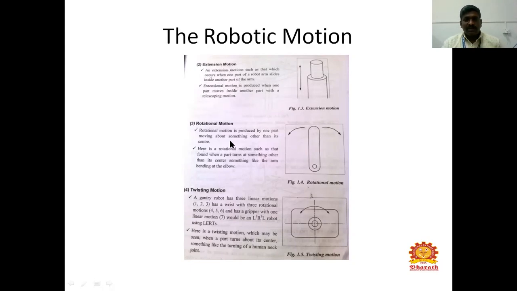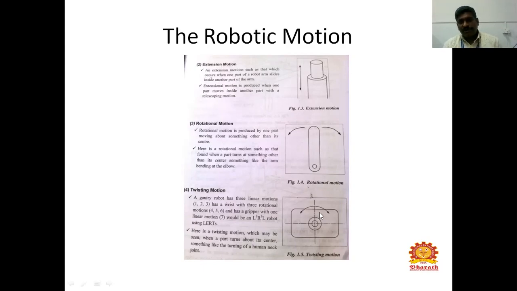Next one is the rotational motion. Here there is a fixed part and a moving part. With respect to the fixed part, it moves through 360 degrees, or any other angle, whatever it may be. The rotational motion is produced by one part moving about a center, moving around that center. That is called the rotational motion.